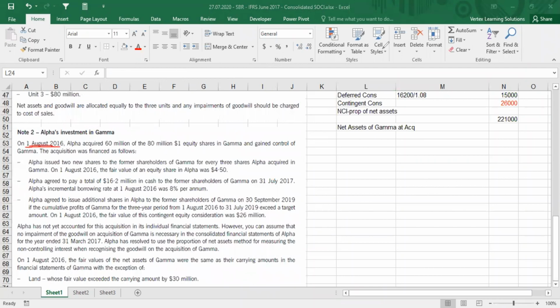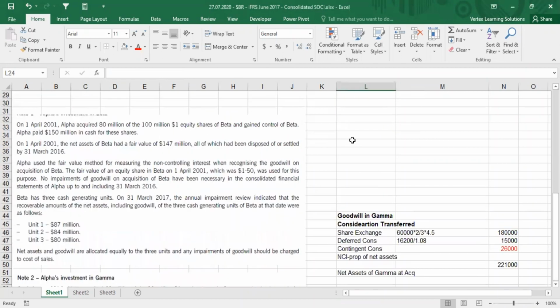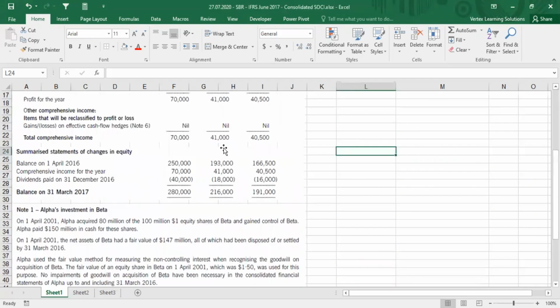But what we have here with us, the information is on 1st of April, 2016. And this is Gamma. So you have Gamma balance at 1st April 2016, 166,500. Comprehensive income for the year, 40,500. So this is the beginning of the year. And dividends paid during the year were 16,000.